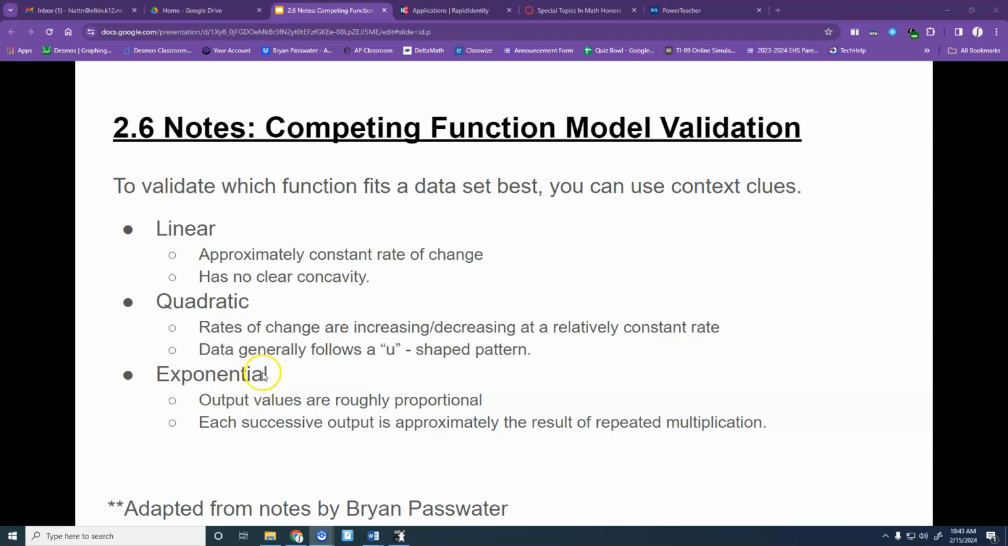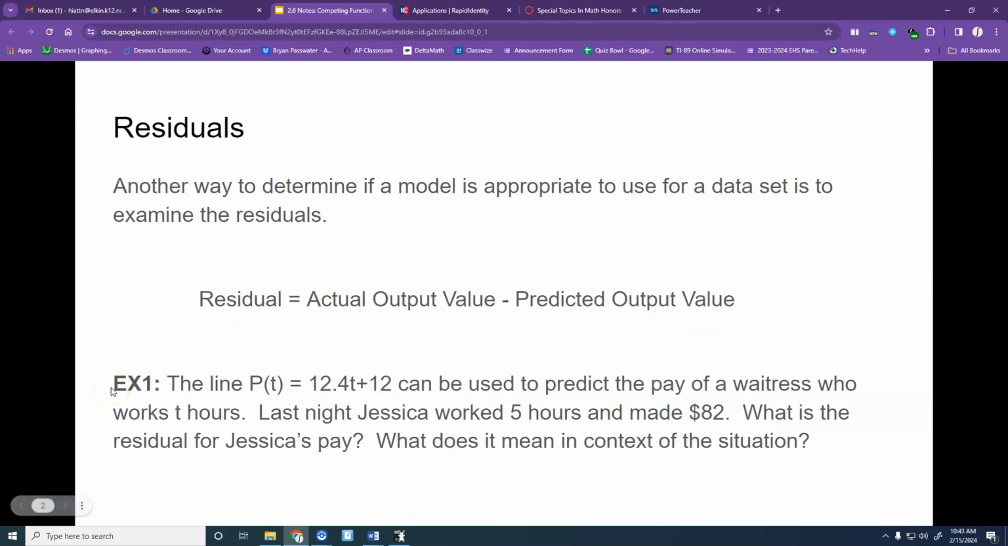For exponentials, your output values are roughly proportional. So we looked at this the other day: if we look at our rates of change, they're increasing by multiplication, right? So there's a number we can multiply by each time. And you should see either growth that starts slow and grows rapidly, or it could be decay where it starts fast and then sort of evens out. All those things that we've already looked at can indicate where we should look at this type of regression. But sometimes it's not terribly clear.